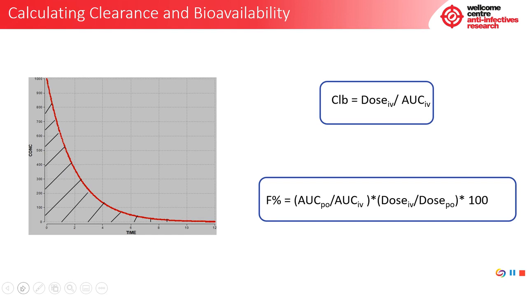The bioavailable dose, or the bioavailability, can be determined by the quotient of AUC oral relative to AUC IV, multiplied by the dose correction, in this case dose IV over dose PO. When multiplied by 100, it will give us a percentage, or it can be expressed as a fraction of 1.